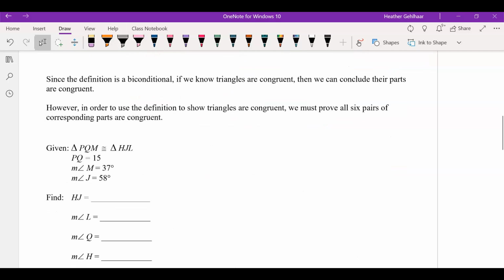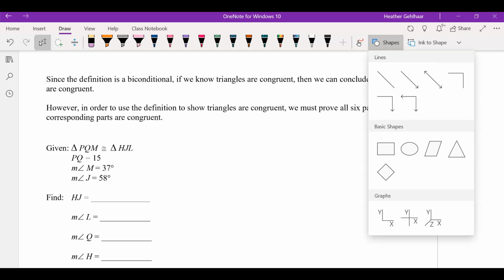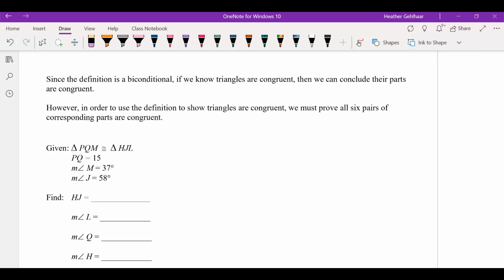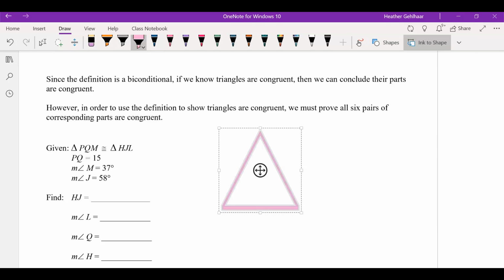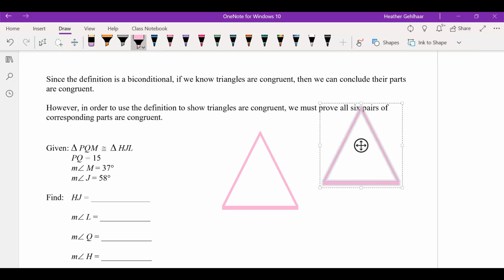All right, so we're going to go ahead based off this congruent statement and do an example. I think after this example, it's going to make a lot more sense. So I'm going to go ahead and draw ourselves two triangles before we get going here. Okay, so two triangles.